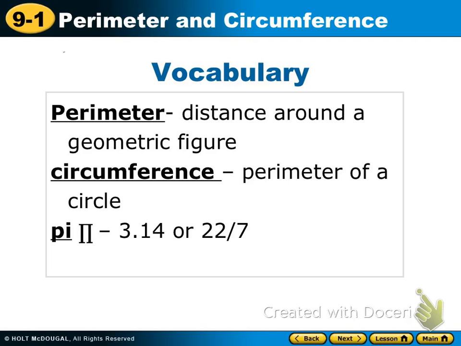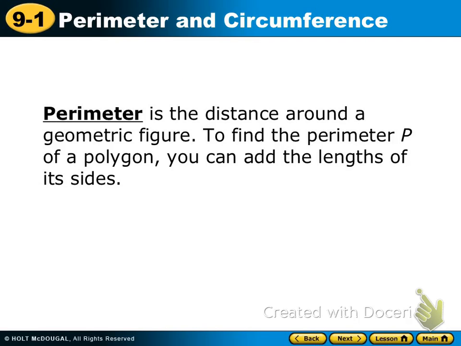And when you're finding circumference, we use a Greek letter called pi. Pi is a ratio of the circumference to the diameter. And for pi, we usually use the number 3.14, which is an estimate, or you can use the exact fraction of 22/7. Again, perimeter is the distance around any geometric shape.